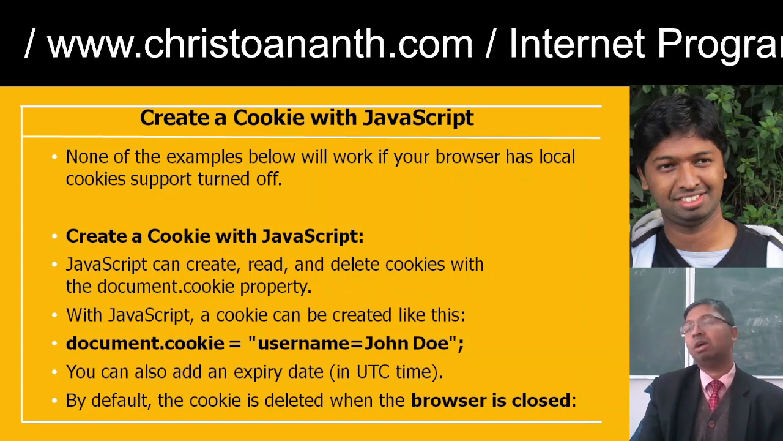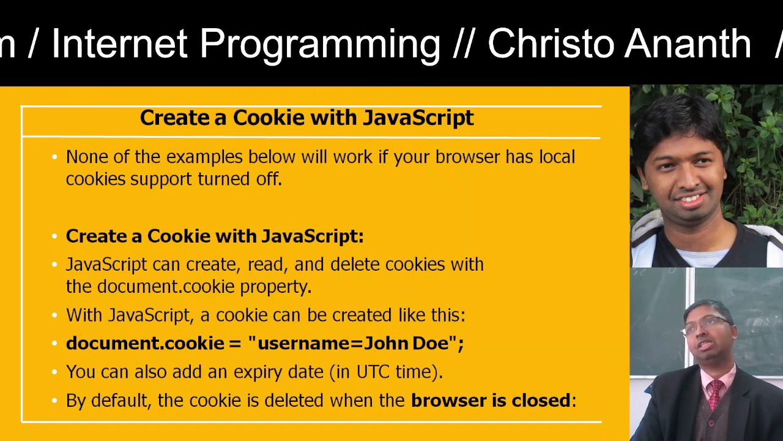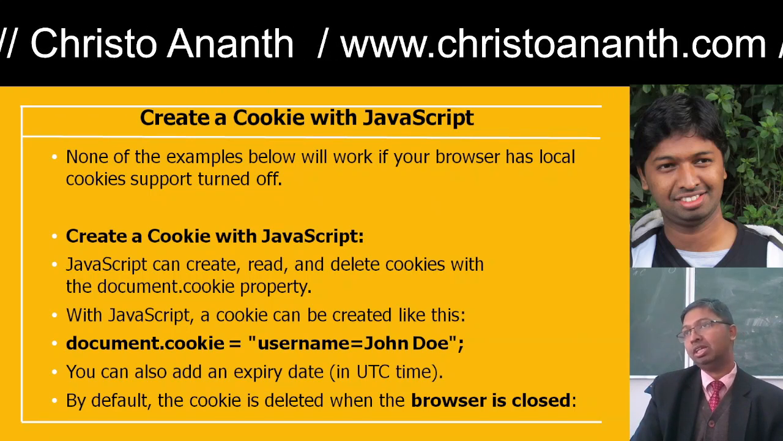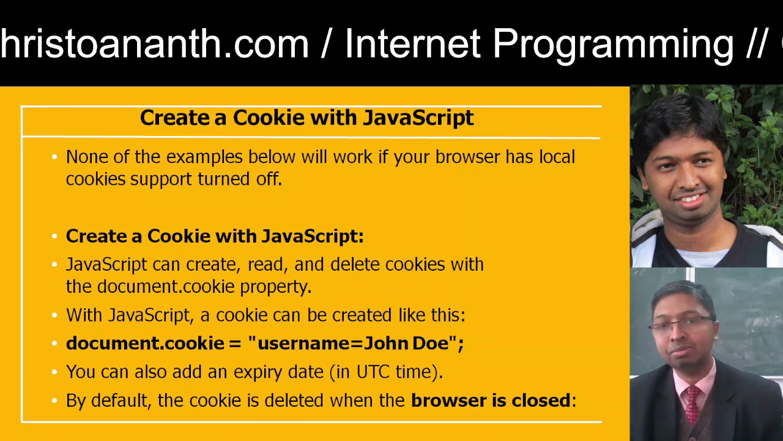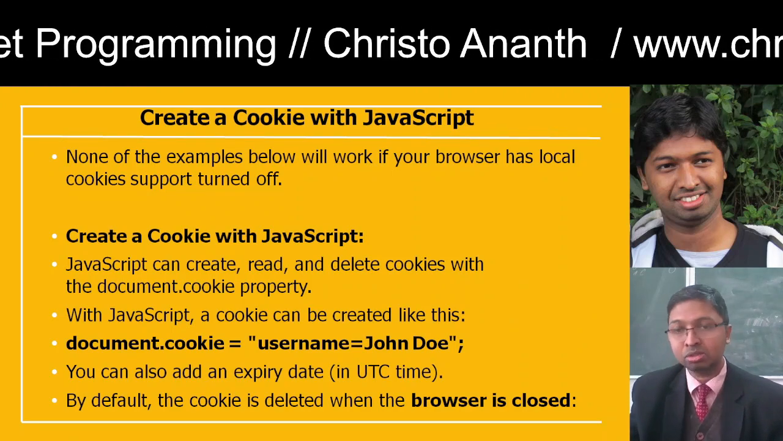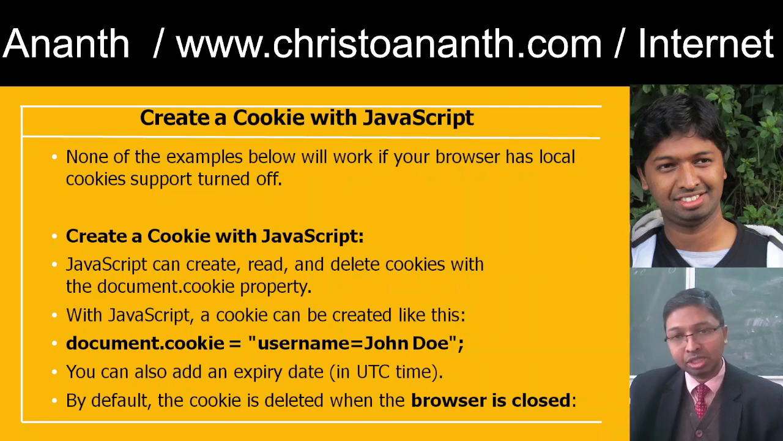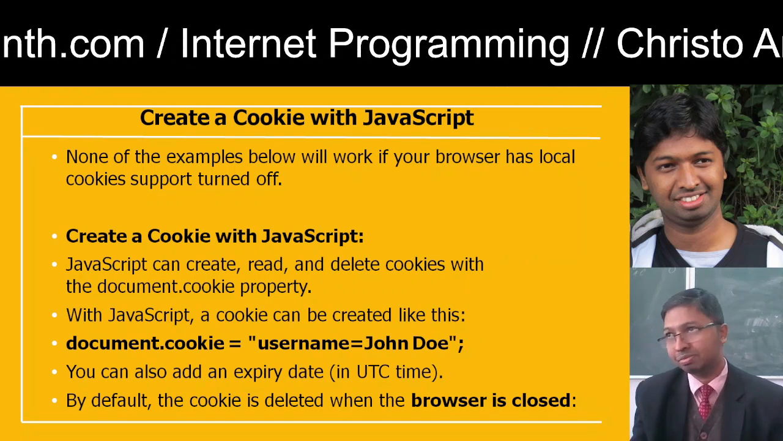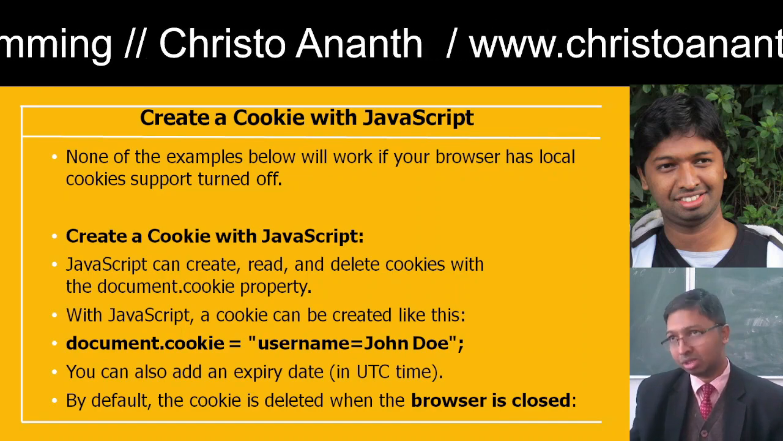So this is how you create a cookie with JavaScript. As I told you earlier in the previous classes, JavaScript can create, read and delete cookies with the document.cookie property. With JavaScript, a cookie can be created like document.cookie equal to, within double quotes, username equal to, and you specify a particular username, then double quote, then semicolon. You can also add an expiry date, in standard time. By default, a cookie is deleted when the browser is closed.